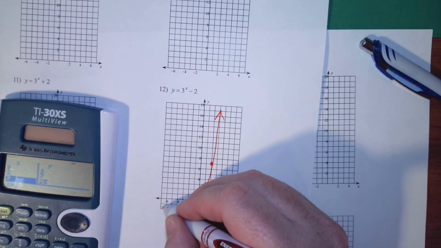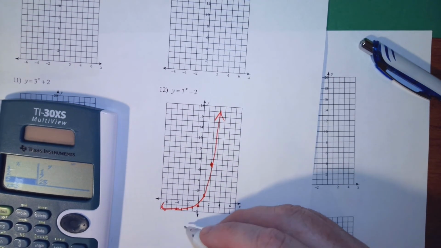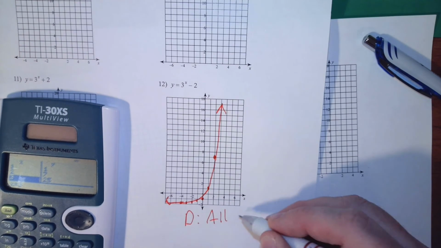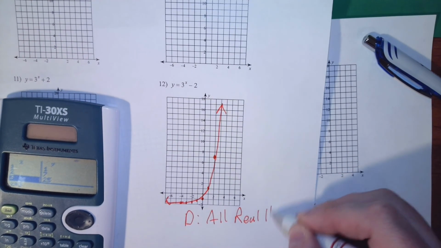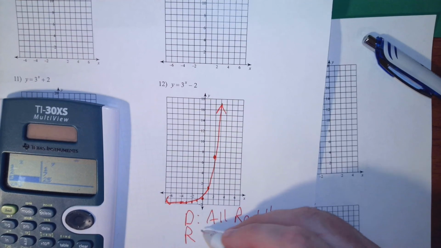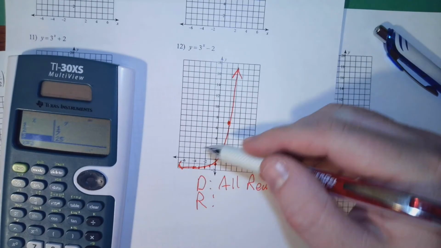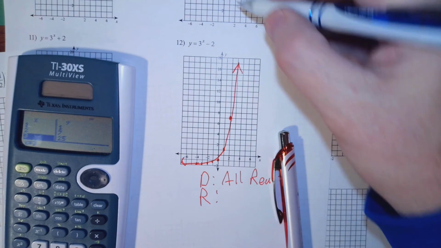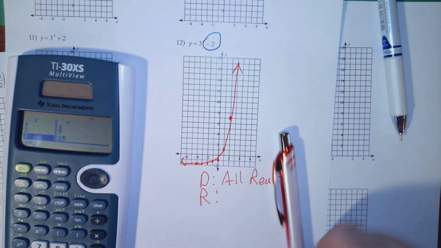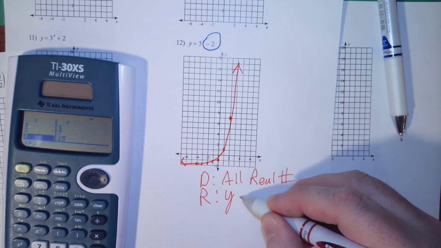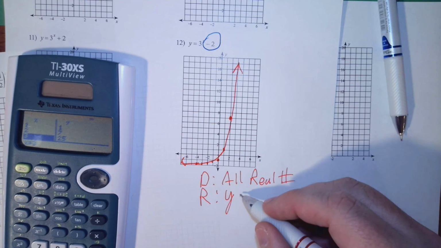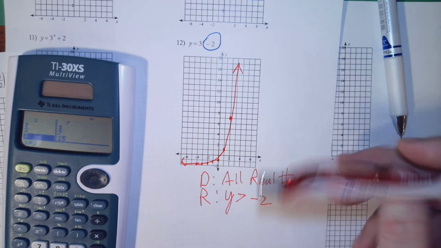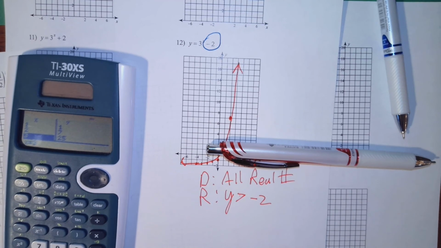So this is going to look like this, and go up like that. Okay. And the domain, all real. The range, well, it's a little bit different. It goes past 0. This is probably right here a clue to what the range is going to be. We'll see. So it looks like it gets closer and closer to negative 2. So y is greater than negative 2.